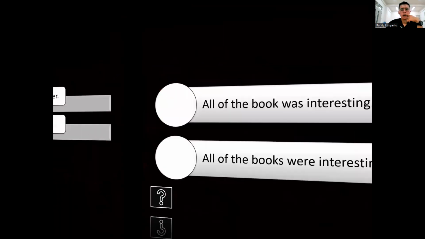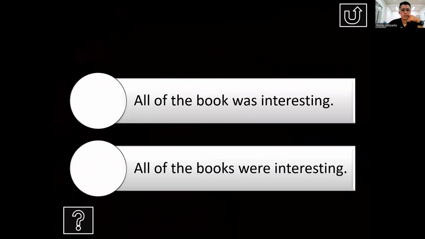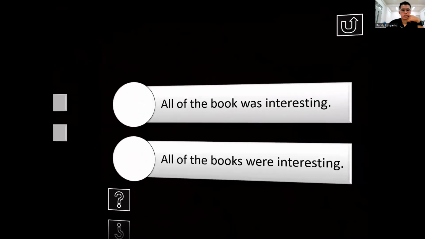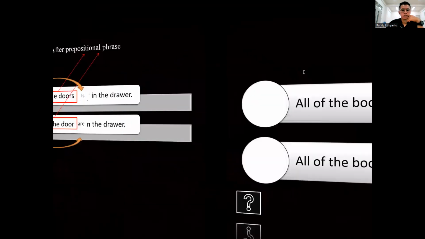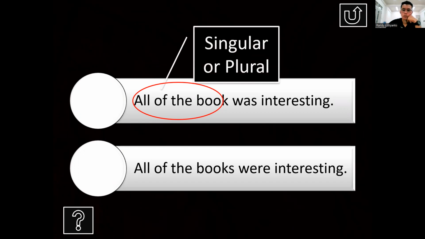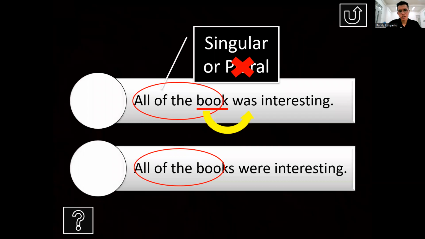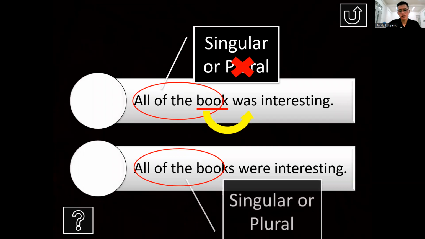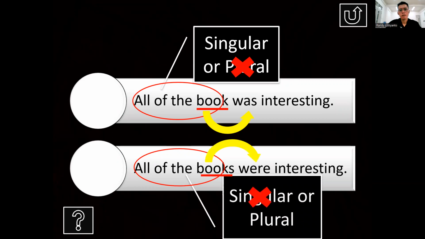Well, let's move on to this one. All of the book was interesting. Singular or plural? All of the book was interesting. It is singular and it uses was. And all of the books is considered plural, so it uses were.